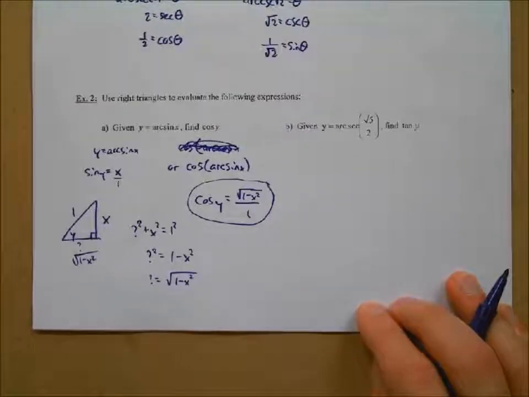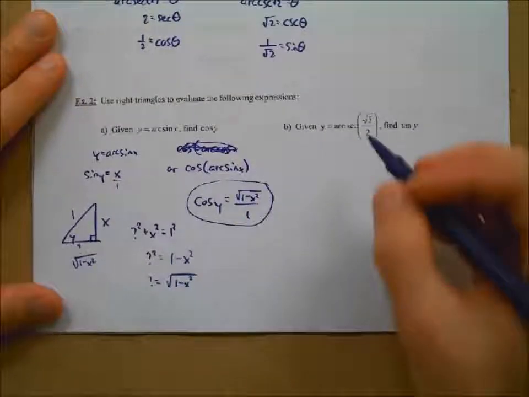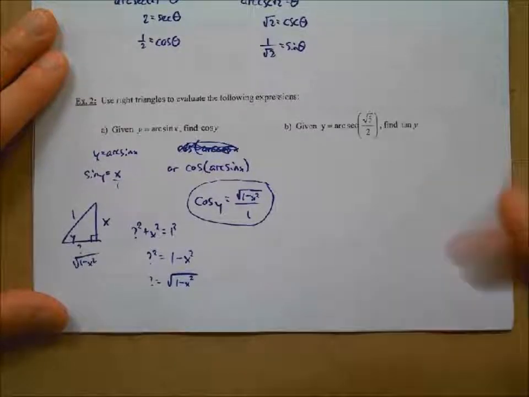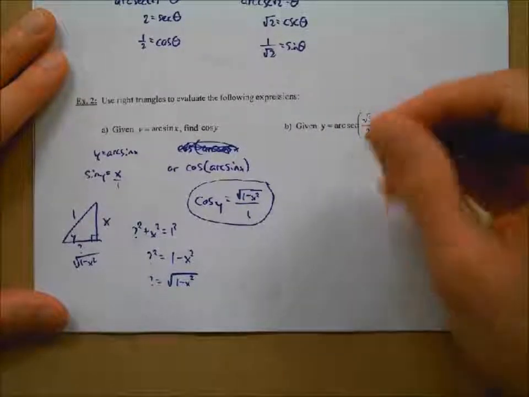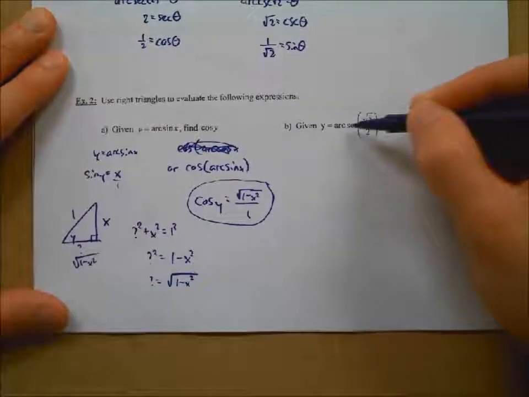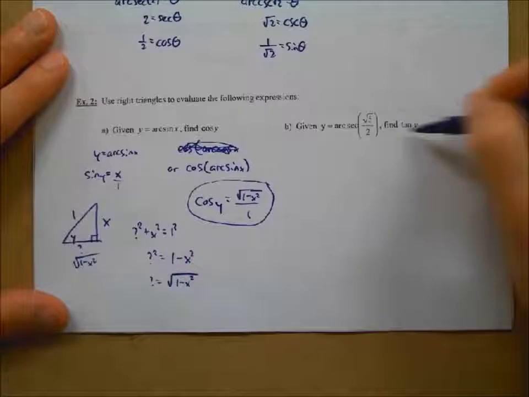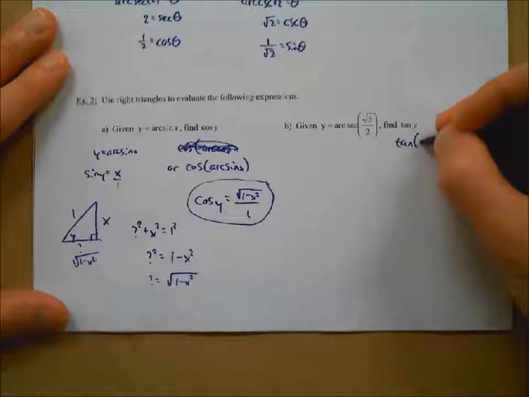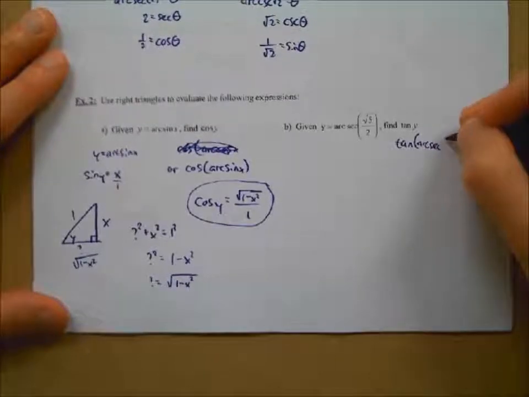Let's try letter B here. So letter B, questions on A before I move on? I guess I should ask some questions. Questions on A. Okay. So letter B, let's again continue our little review here. Same idea, except now we have y equals the arc secant of root 5 over 2. We want to find the tangent of y. In other words, we're really trying to find the tangent of the arc secant of root 5 over 2.